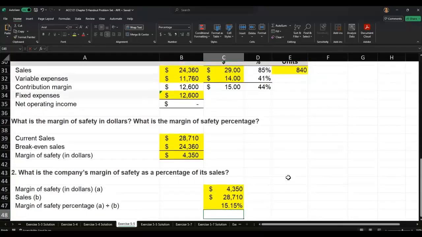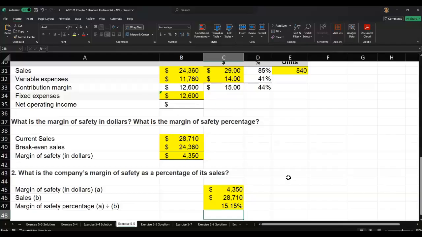Now, how are these folks doing as far as their margin of safety? Context matters, yes, I get it. But, well, they're making money, but if we end up with a 15% reduction in sales, we're going to end up with 0 net operating income.